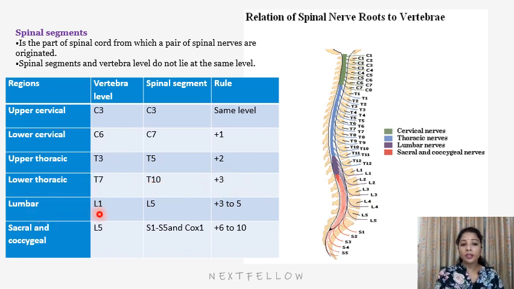In the lumbar region, at the L1 vertebral level, the L5 spinal segment is located, so almost 3 to 5 spinal segments are added. In the sacrococcygeal region, at the level of L5, we have all the coccygeal and sacral segments S1 to S5, and the coccyx is present. Almost 6 to 10 spinal segments are added. So this is an important table for you to note down.